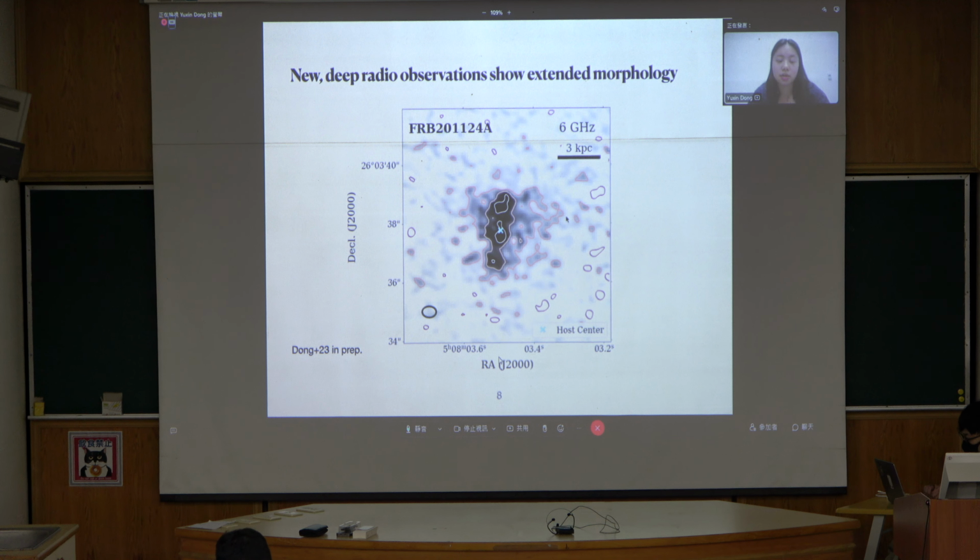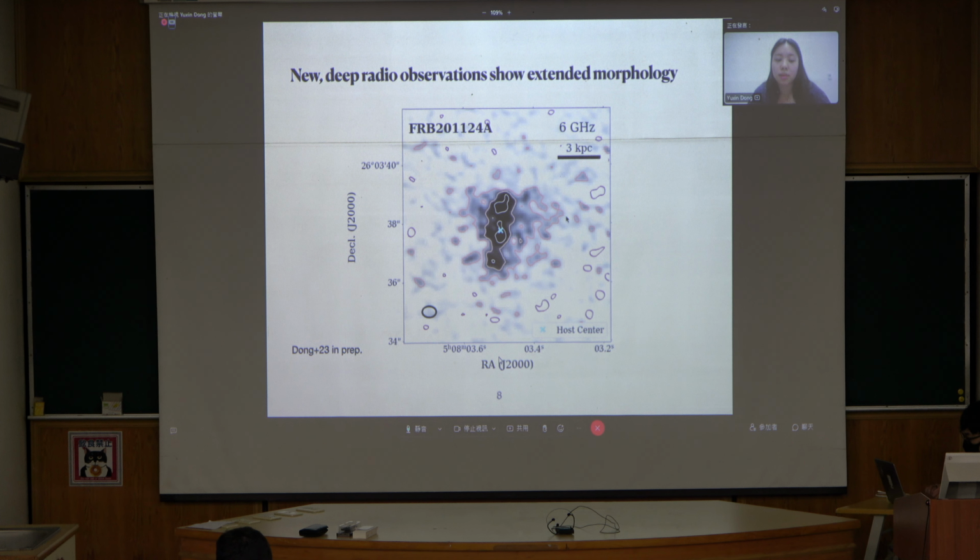So here is the new deep radio observation that we reduced in image. This is in C-band at a central frequency of 6 gigahertz. What's shown is the host center as the blue cross, and then the outlines are the contours at different significance levels, with the higher significance level towards the center. And then we add in the very precise FRB localization from EBN and the ASKAP localization, which is the first interferometric localization for this FRB. And then also on top of that, the high frequency contour from Pirro et al. 2021.